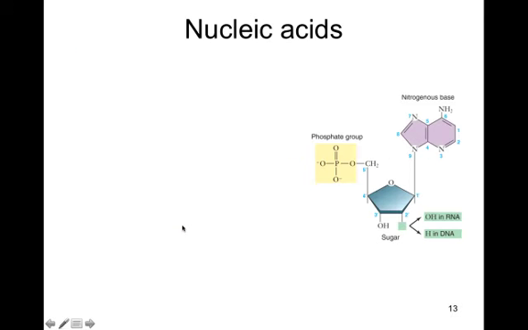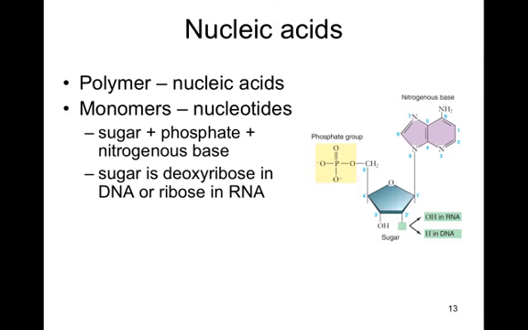Now let's begin on our next macromolecule class. Our next macromolecule class are the nucleic acids. The nucleic acids are DNA and RNA. So the polymer name here is simply nucleic acids. The monomers are nucleotides. The monomers in the case of nucleic acids are a little bit more complex, however. You'll notice that these monomers are composed of 3 components.